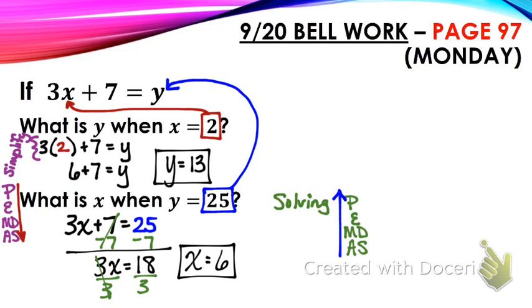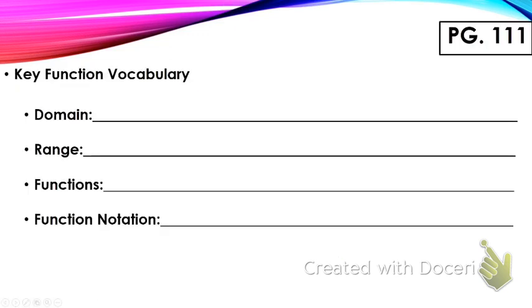Go ahead and flip in your books to page 111 for me. Page 111. We're going to talk about some familiar terms and some not so familiar terms. Domain and range have come up for us. When we were talking about parabolas, we talked about the domain and the range for our different parabolas.